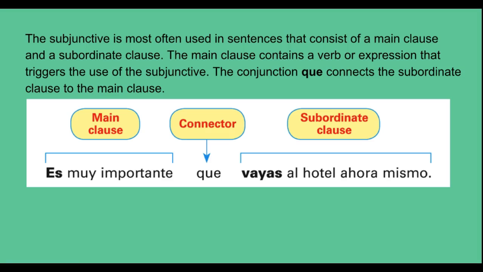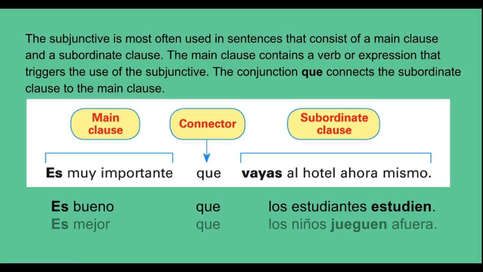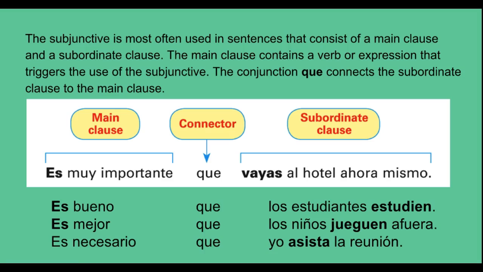Here's a couple more examples. Es bueno que los estudiantes estudien. It's good that the students study. Es mejor que los niños jueguen afuera. It's better that the children play outside. So you might be saying this if maybe your house is a mess or the kids are making a mess and you want them to do that outside instead. Es necesario que yo asista a la reunión. It's necessary that I attend the reunion, or I attend the meeting.